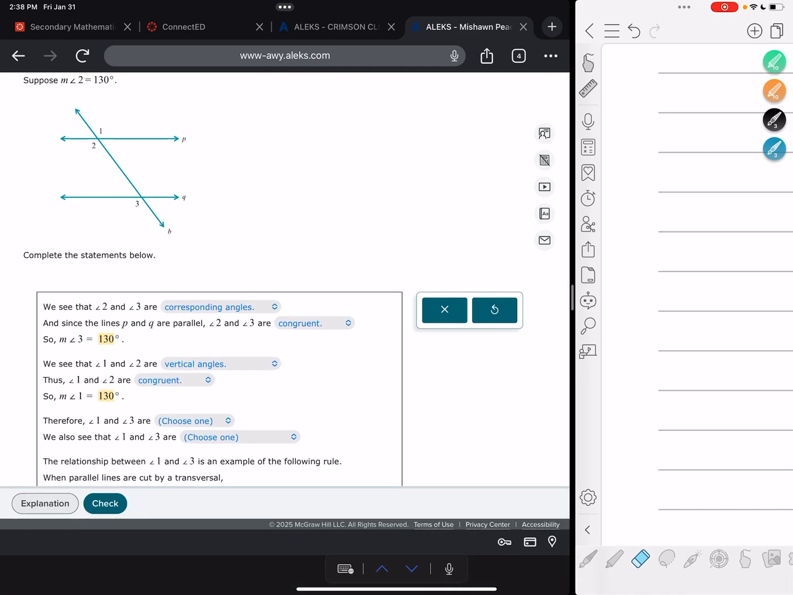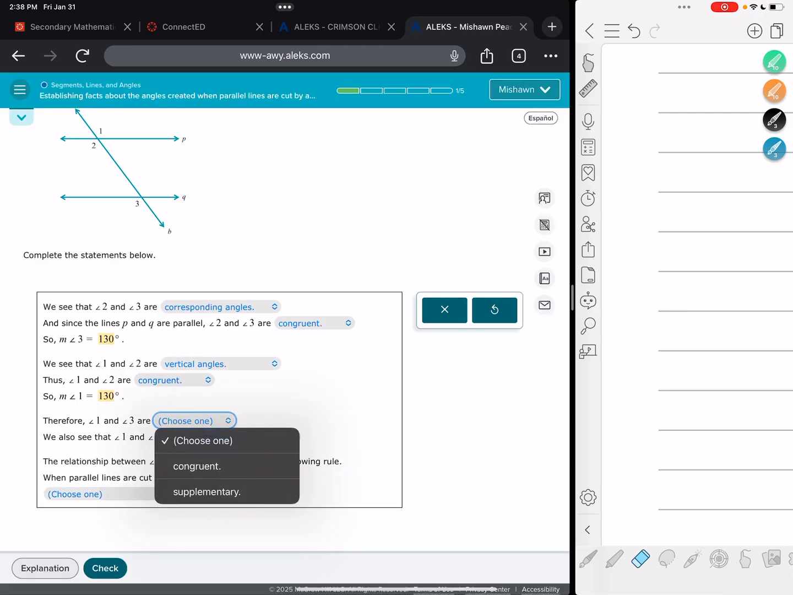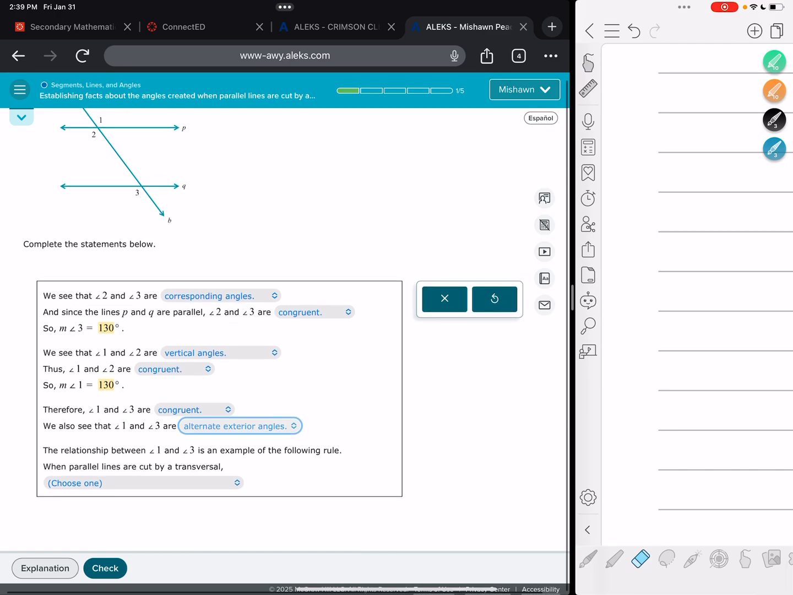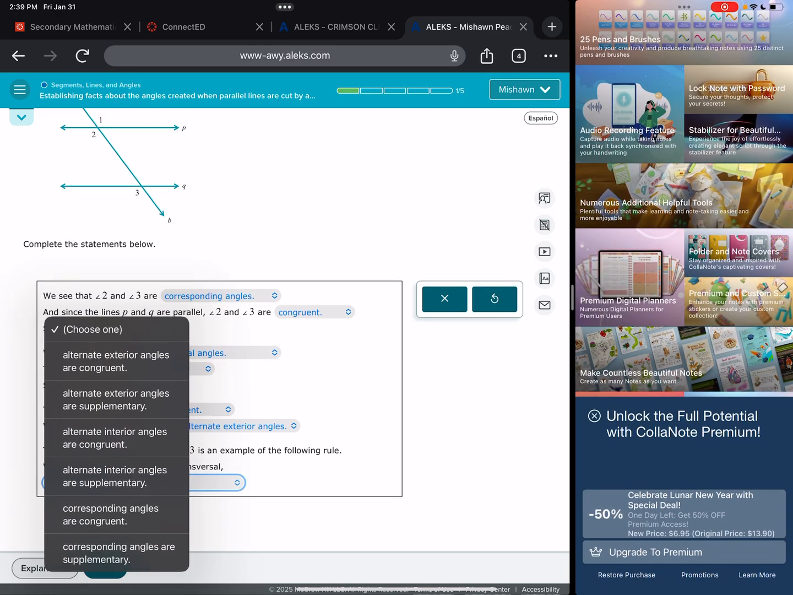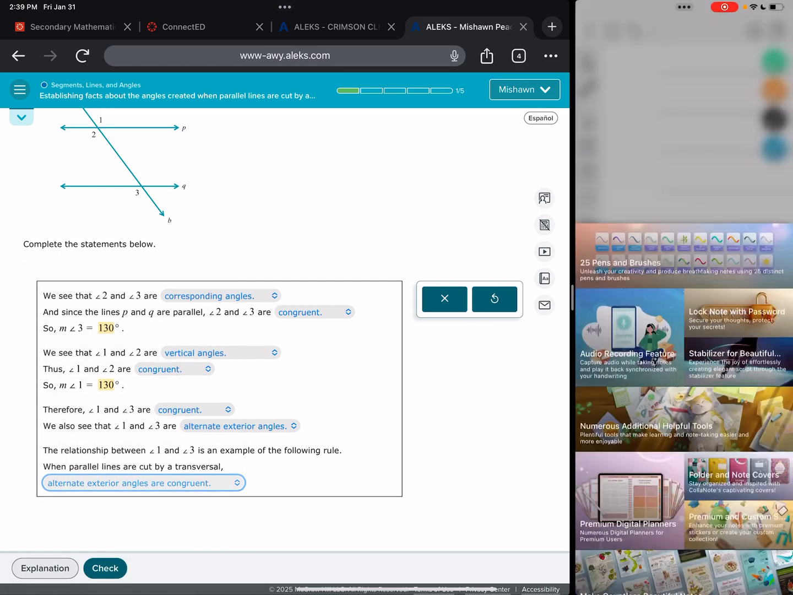If I look, we've found that angle 3 and angle 1 are both 130 degrees, which means they're congruent. This is also true because we can see they're both outside the parallel lines and they're on opposite sides. So remember, that means that they are alternate exterior angles. So again, for the last part, we just combine them together and we say alternate exterior angles are congruent.